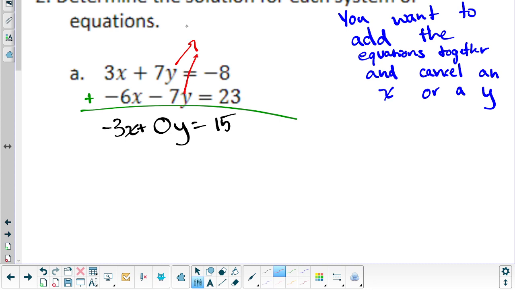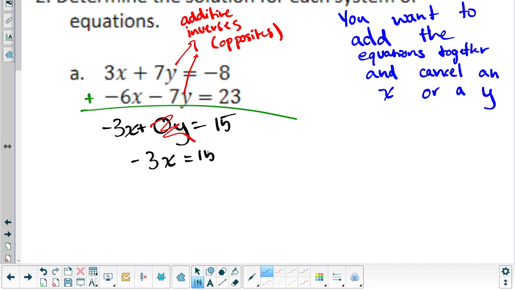Now, though, because my 7y and my negative 7y were added together, these two numbers are what we call additive inverses. The less fancy way to say that is they're opposites, right? The opposite of 7 is negative 7, at least when you're adding, okay? So when I combined these two equations, I got a new one, which is still a part of my system, but now there's no more y's because it's 0y, right? And so really all I have is this equation, negative 3x equals 15, and I have to solve for x.